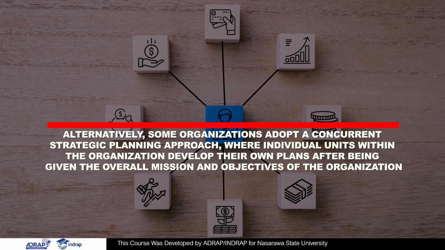Alternatively, some organizations adopt what we call a concurrent strategic planning approach, where individuals within the organization will now sit down, bring out their plans. When they now bring out their plans, they will see how their plans will meet up with the overall mission.